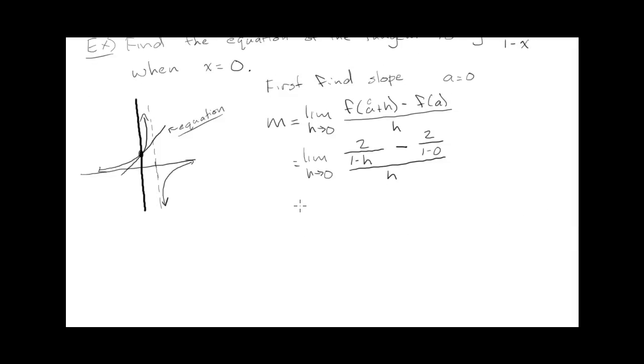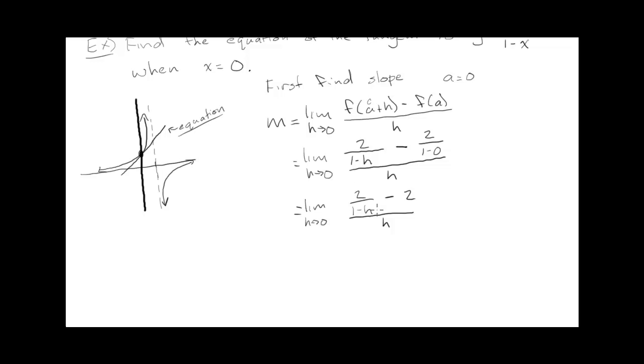Space is going to be an issue. So the limit as h goes to 0 of 2 over 1 minus h, minus 2, all over h. Now what are you going to do? Try direct substitution. If you put 0 in here, you get 2 minus 2, that would be 0 over 0. So you can't use direct substitution, it's indeterminate form. So you need to do something else.